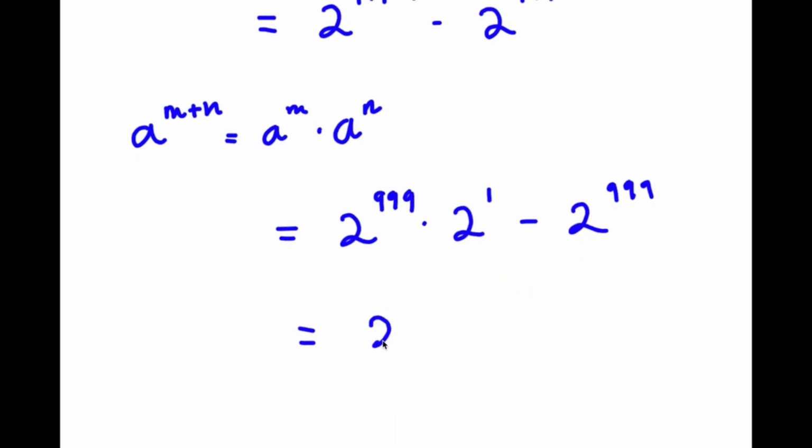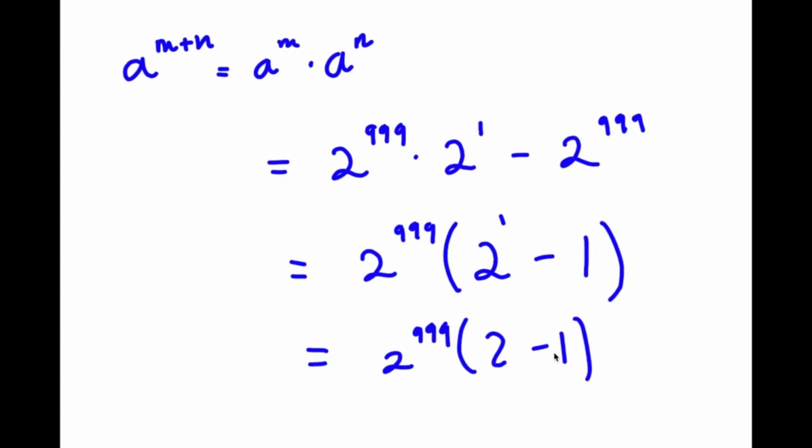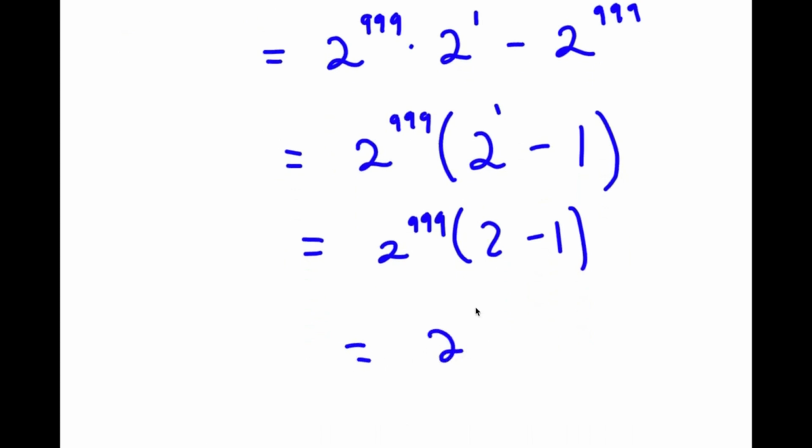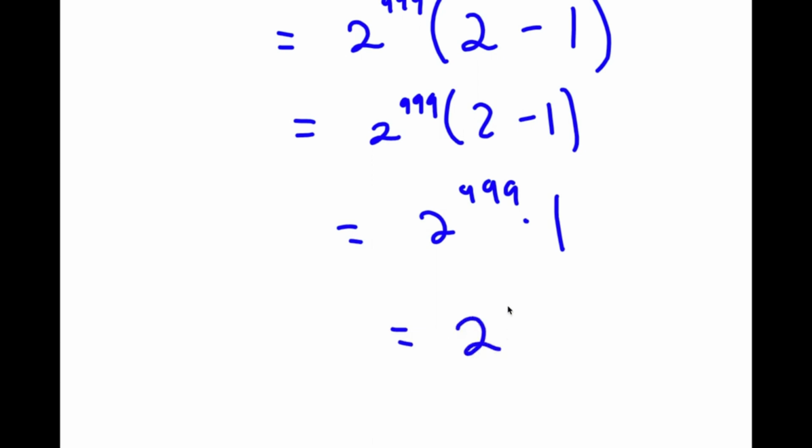Now this is the same thing as 2 to the power of 999 times 2 to the power of 1, divided by 2 to the power of 999, which is simply 2 to the power of 1. Now I have this minus 2 to the power of 999 divided by 2 to the power of 999, which is 1. 2 to the power of 1 is 2. So now I have 2 minus 1, which is equal to 1. So I have 2 to the power of 999 times 1, which is simply equal to 2 to the power of 999.